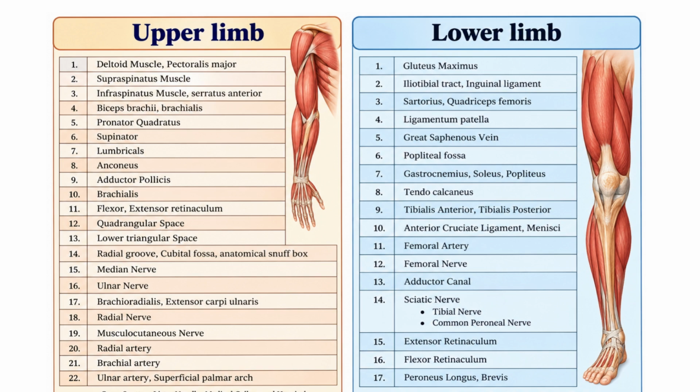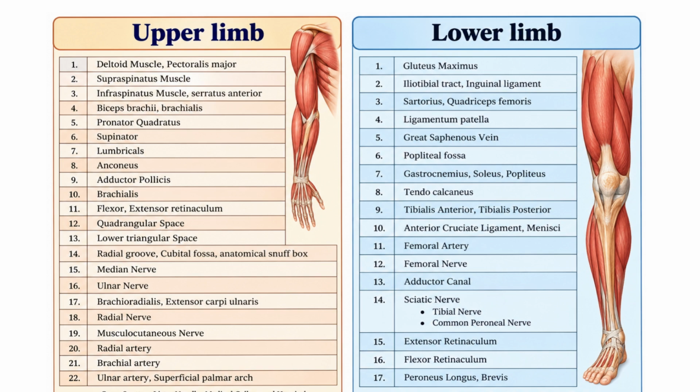Coming to iliotibial tract, it is a thickened fascia lata, and tensor fascia lata is inserted into iliotibial tract. Inguinal ligament attachment: anterior superior iliac spine to pubic tubercle. It forms the boundary of femoral triangle.